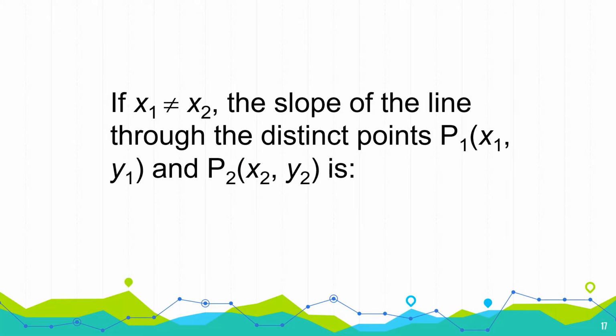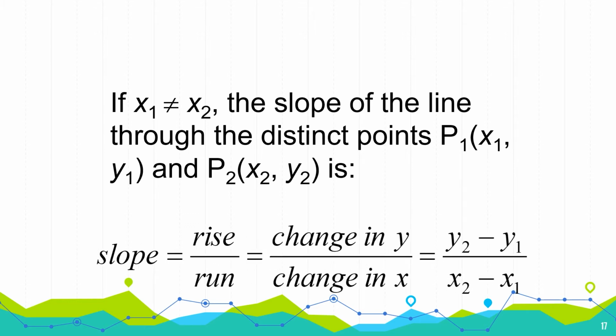If the first x-coordinate, or x sub 1, is not equal to the second x-coordinate, which is x sub 2, the slope of the line through the distinct points point 1 at x sub 1, y sub 1, and point 2 at x sub 2, y sub 2 is rise over run. It is equal to change in y over the change in x. And change in y is represented by y sub 2 minus y sub 1. Change in x is represented by x sub 2 minus x sub 1.